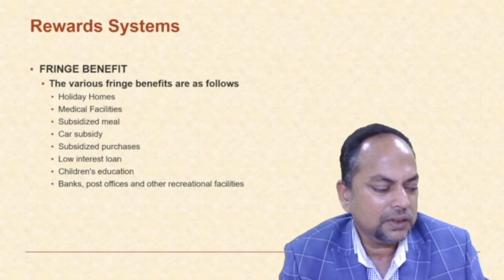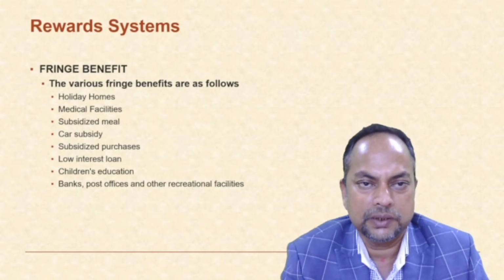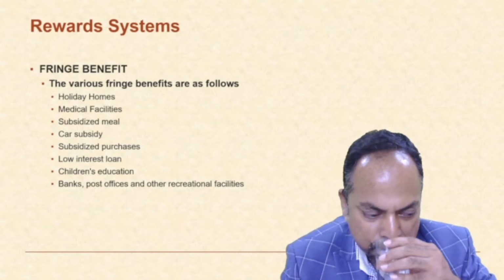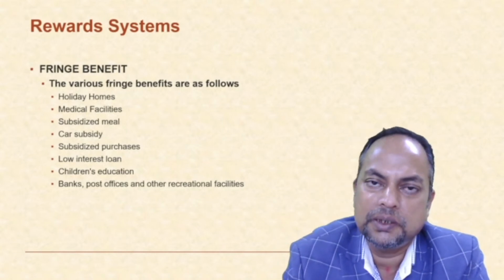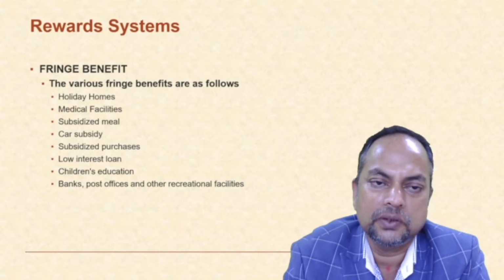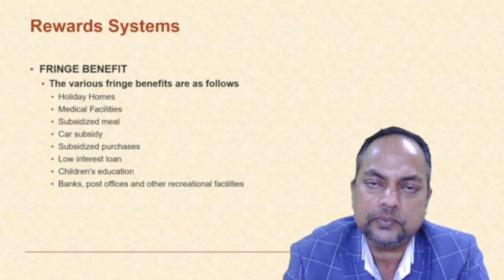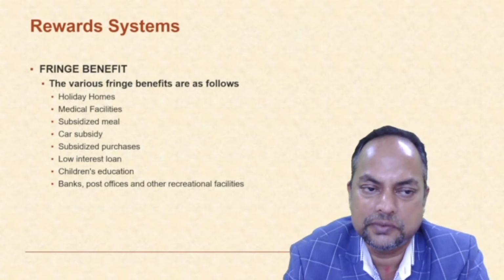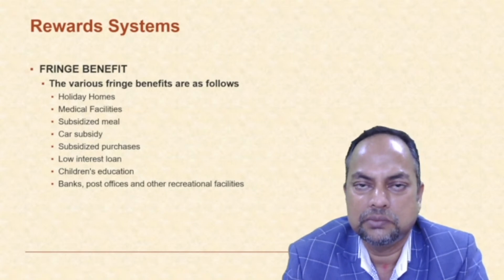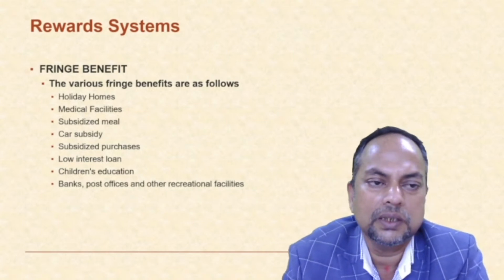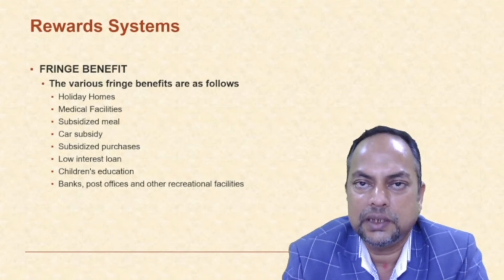Some of the basic aspects of these fringe benefits we have already discussed, like the payment for time not worked, the payment for hazard protection, the payment for employee services or any kind of legal payments. I've already discussed these aspects of fringe benefits. But certain benefits which are normally administered at the organizational level are like holiday homes, I was telling you. These are additional benefits, right?